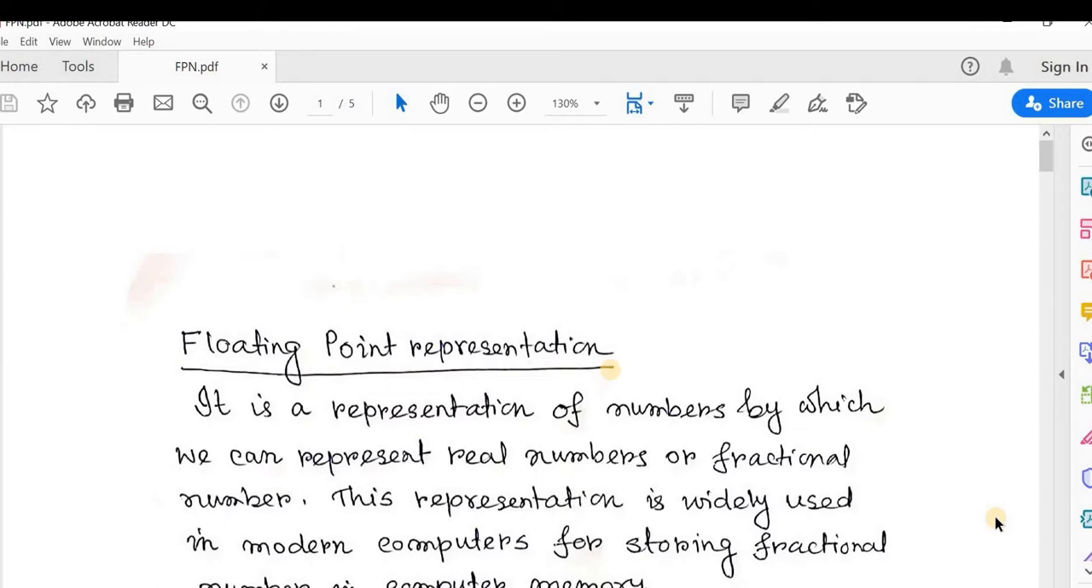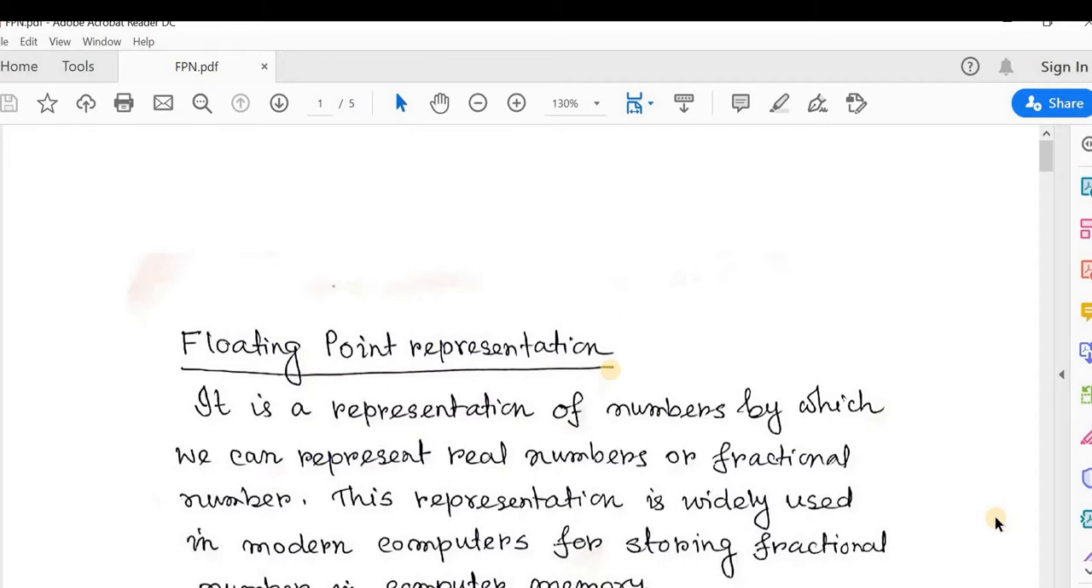If we want to represent extremely large numbers or very small numbers in a computer, we will require a large amount of space. So in that case, we can't store this kind of number in computer memory as we store the normal number. So we require this floating point representation of numbers.